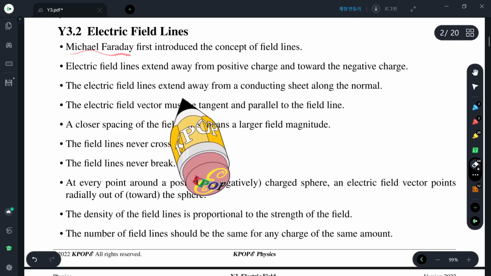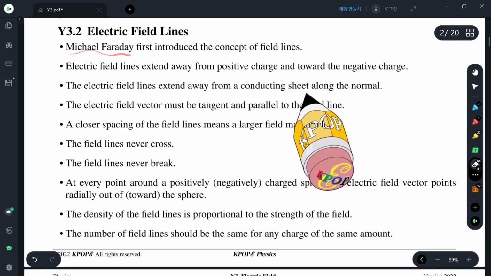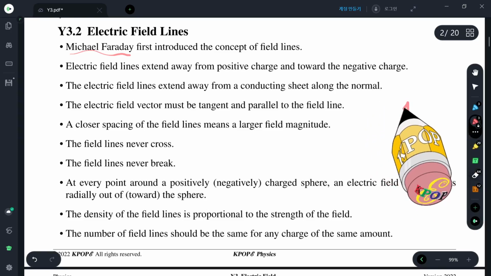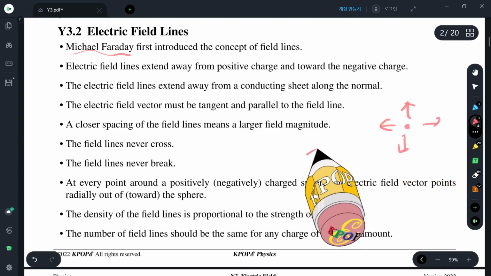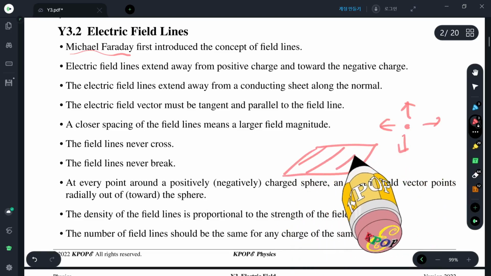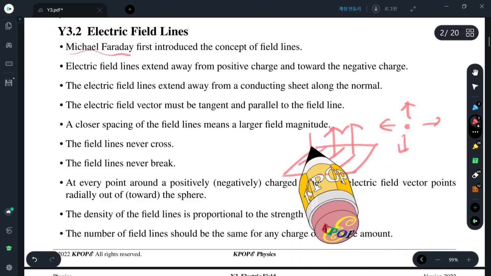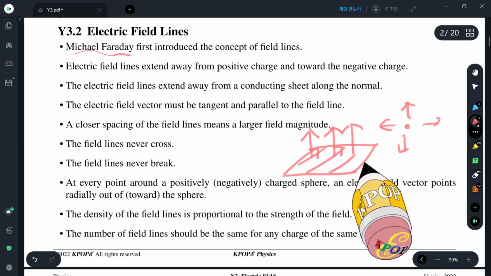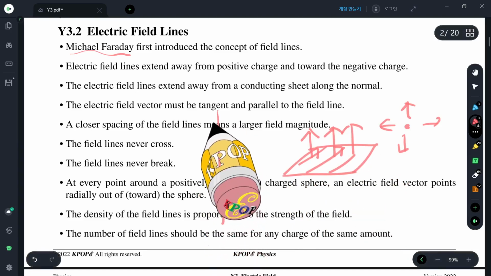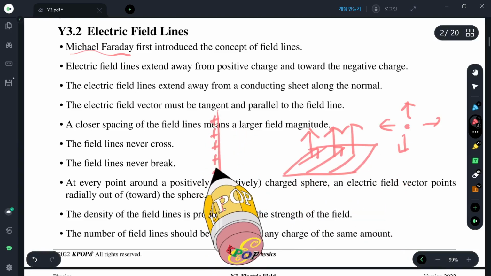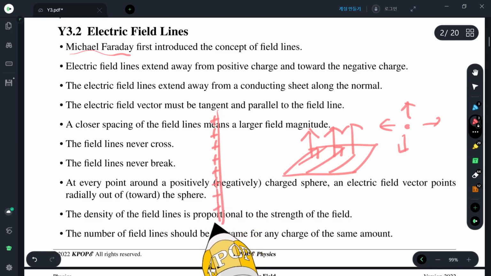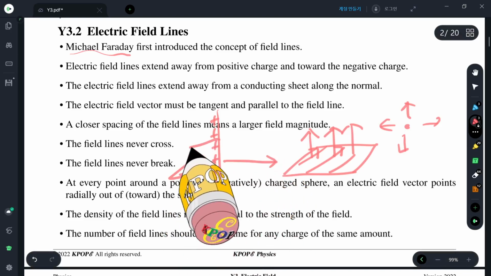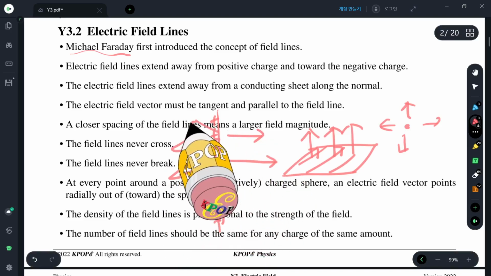Electric field lines extend away from a conducting sheet along the normal. Point charge, radial, and surface, it is perpendicular, so it is normal to the plane. If it is a straight line, a uniform distribution of charge along a straight wire, that electric field radiates along the planar radius direction.